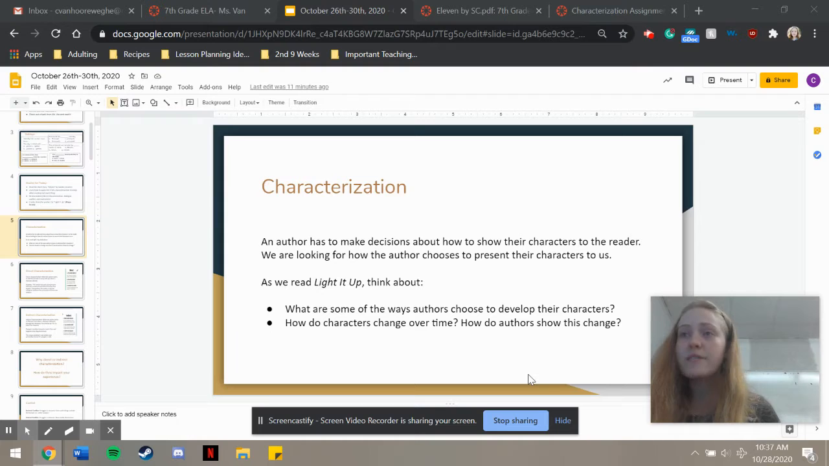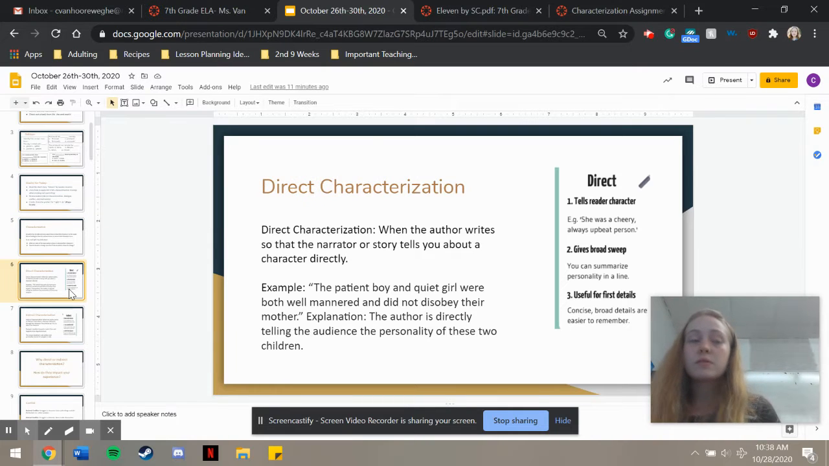So the definition of characterization is on the screen. It says, an author has to make decisions about how to show their reader the character. So this is what characterization is. As readers, we are going to be the ones looking for how the author chooses to present these characters to us.